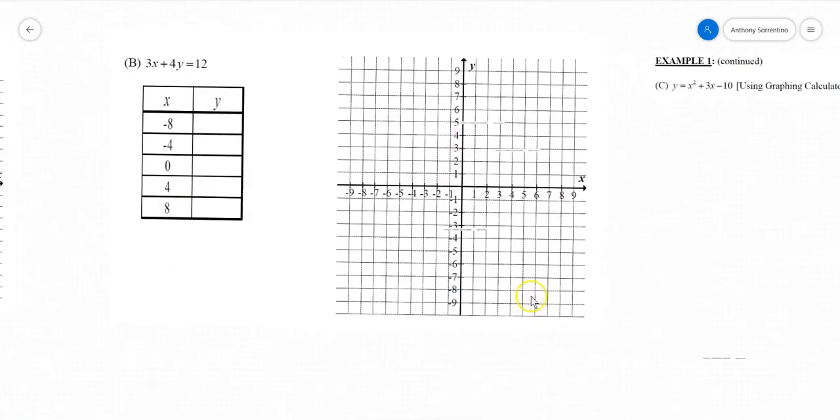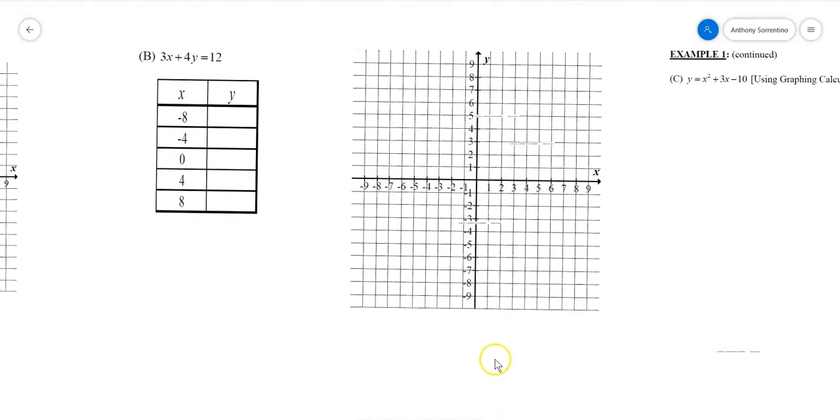In instances like this, you could leave the equation as it is because we have the x values, and I could do some algebra to solve for y. So for instance, if I take the -8, which gives me -24 plus 4y equals 12, I would add 24 to both sides, and divide both sides by 4 to get 9. So -8, 9 would be a point.